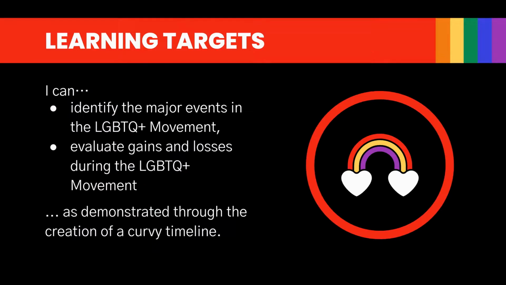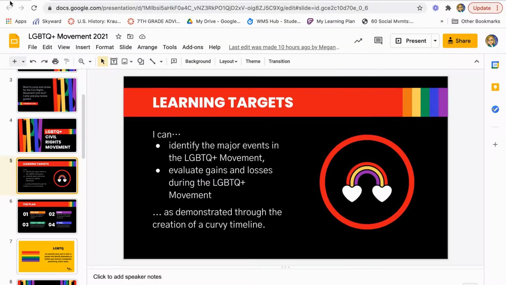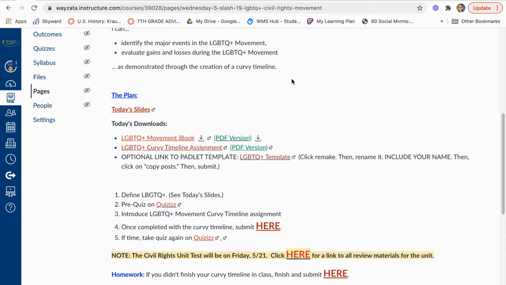So basically today what we're going to do is look at the main events in the LGBTQ plus movement. And you're going to decide if it was a gain or a loss for the LGBTQ plus movement. And you're going to show that through a curvy timeline, which is something that we've done before. Let's take a look and go to Canvas.